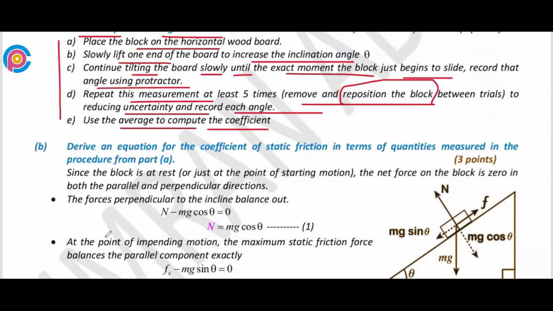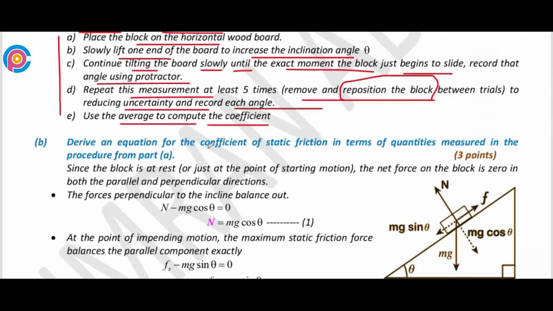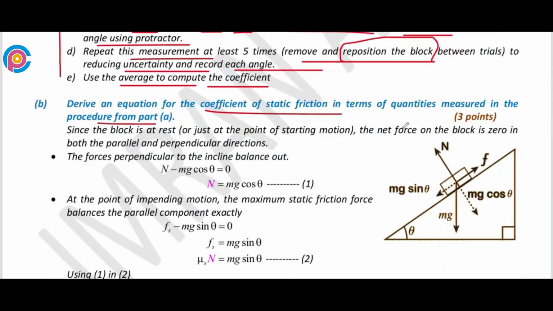Okay. Part C: derive the equation for the coefficient of static friction in terms of the quantities measured in the procedure from part A. As the block is at rest, just at the point of starting motion, the net force on the block is zero, both in the parallel and perpendicular directions. As you can see, there are two forces: the normal force upward and mg cos theta downward, and the force of friction is upward, and the component of the force mg sin theta is downward.